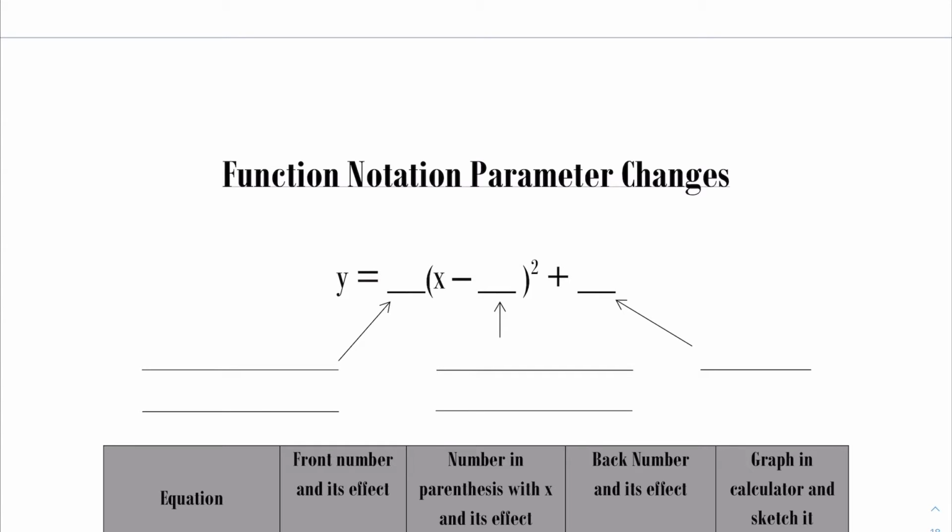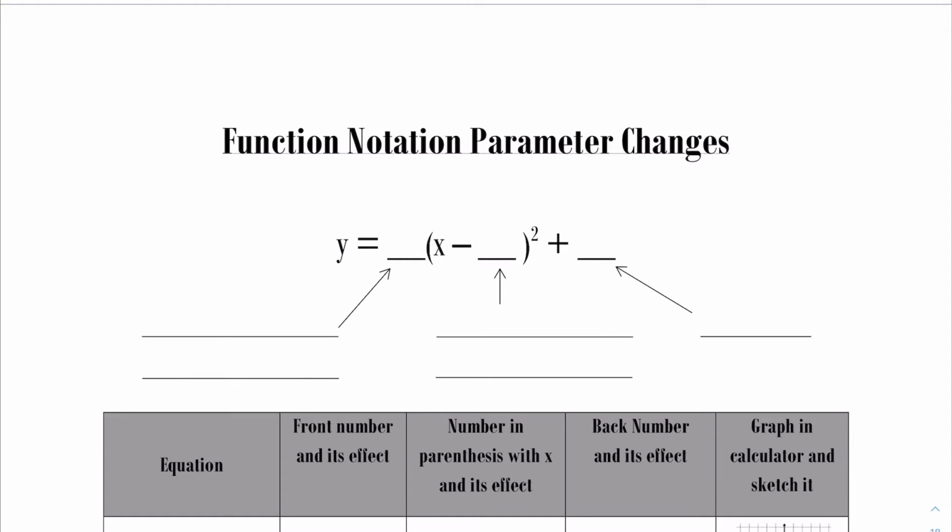In today's video, we're going to be continuing our transformation lesson, but this time we're going to be focusing on things that are in function notation and things that are in vertex form. Starting with the vertex form, we have this equation, y = a(x - h)² + k.